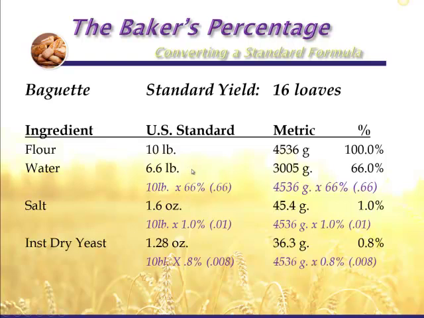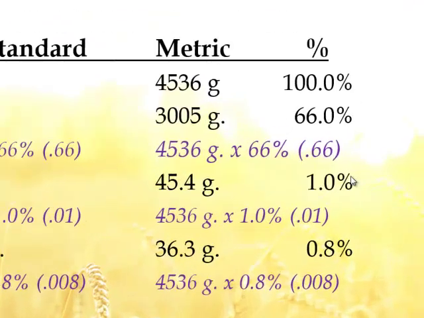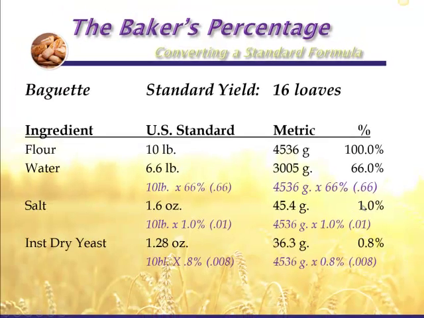And before we go further, when you add up the total percentage of your formula, you're always going to be above 100 because flour is 100, so everything else is on top of that. So right now we're at 166%. Salt, to this much flour, so it's not too salty and not salty enough, is 1%. 1% of 10 pounds is 1.6.